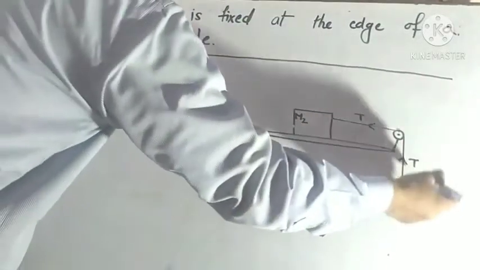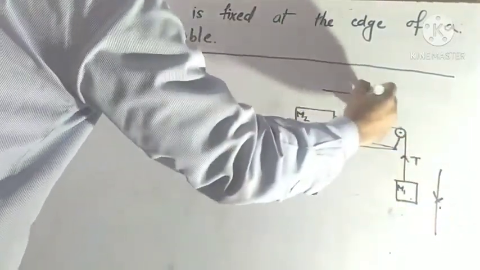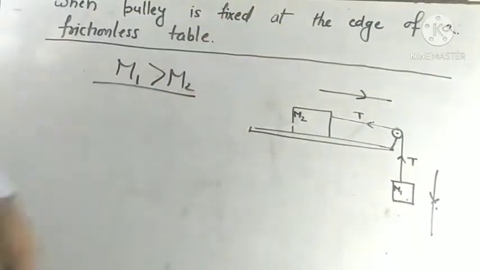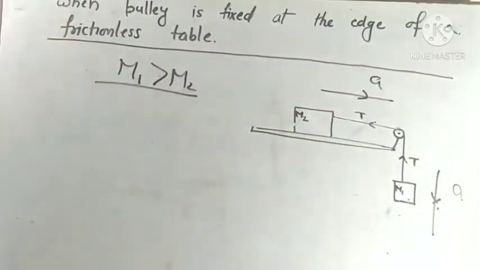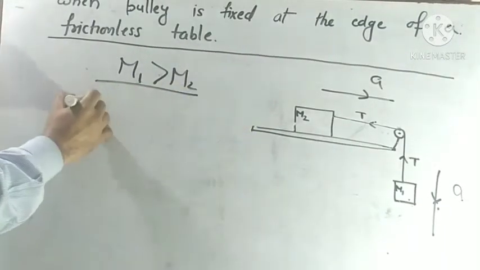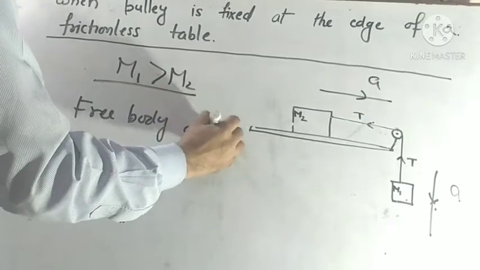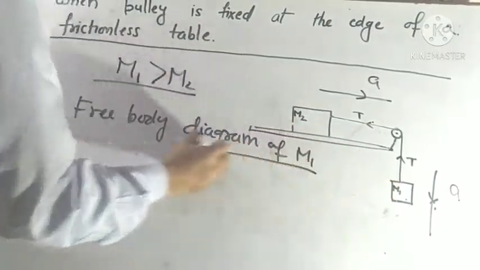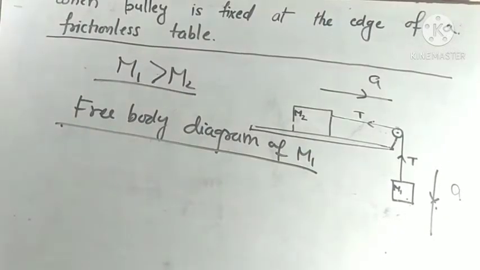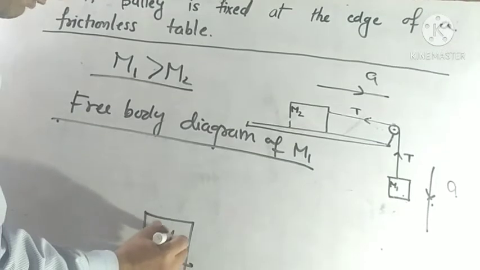Then the first body will move vertically downward and the second body will move to the right-hand side with acceleration A. Okay, so now we see the free body diagram. Free body diagram of the first body having mass M1.